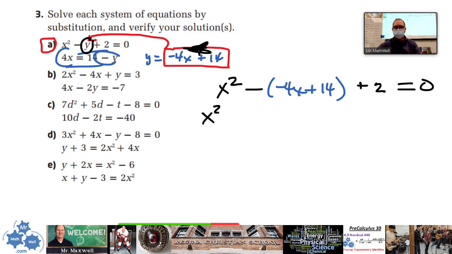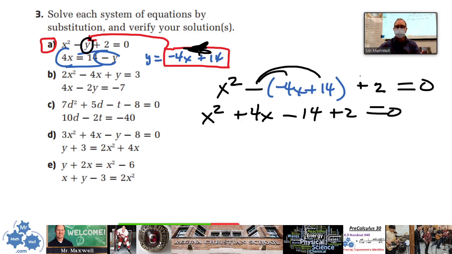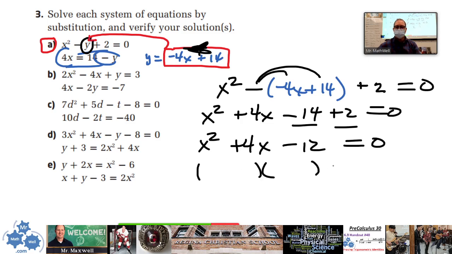Now we'll simplify. X squared, that's going to be actually a minus a negative 4x is plus 4x. If I subtract a positive 14, that's minus 14. So that's important. Make sure you eliminate those brackets properly. And now I'll gather some like terms. I have a couple constants there. x squared plus 4x minus 12 equals 0. And it looks like I can factor this by sight, which is going to be amazing. So this is going to be x here. And I can find two numbers that multiply to negative 12 and add to 4. That's going to be 6 and negative 2, looks like. So I'm going to go plus 6, and I'm going to go negative 2.